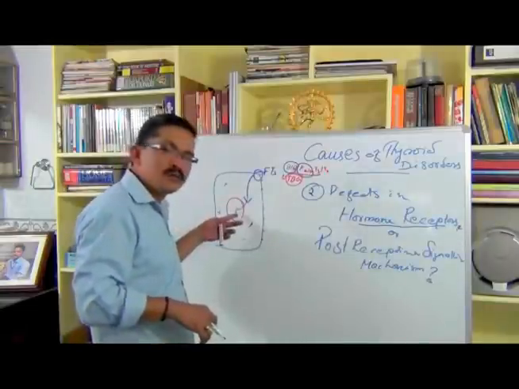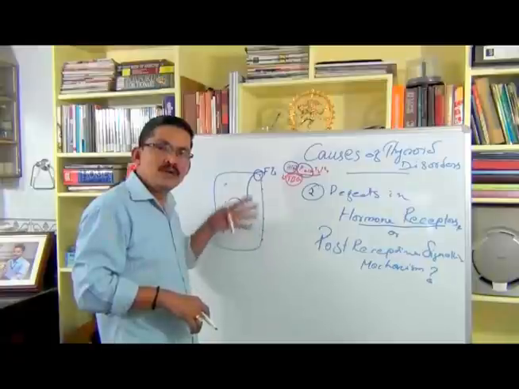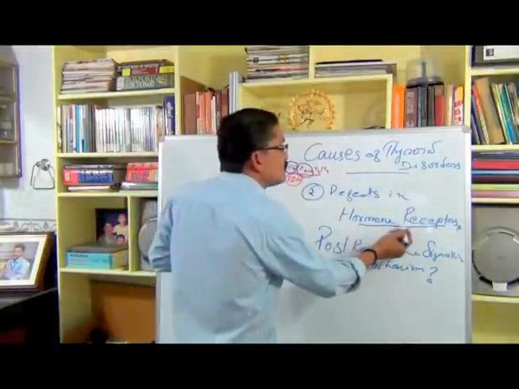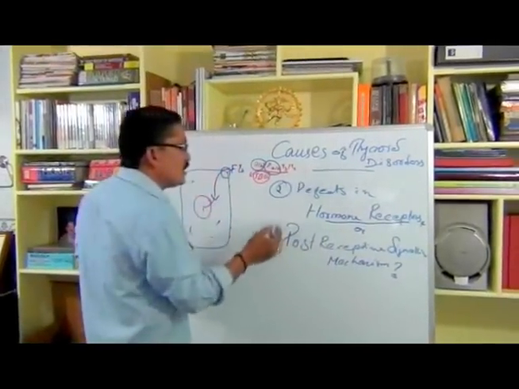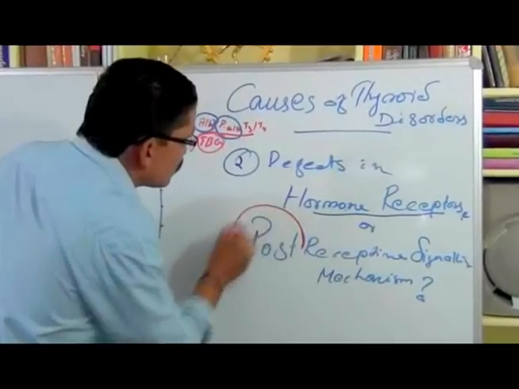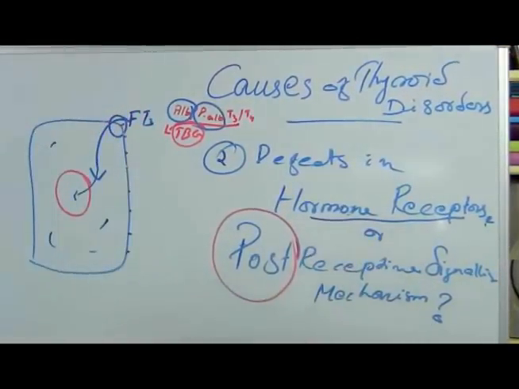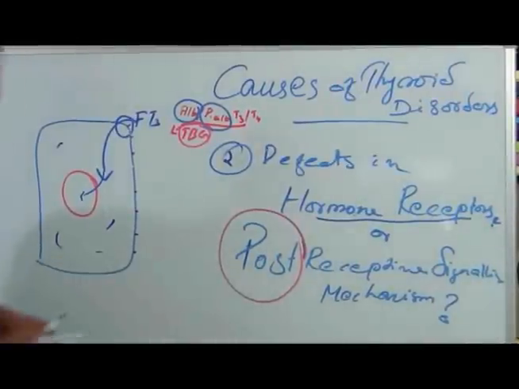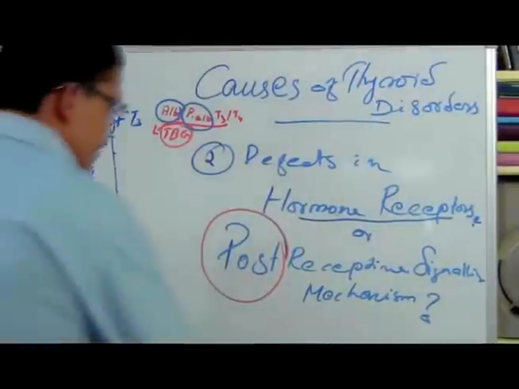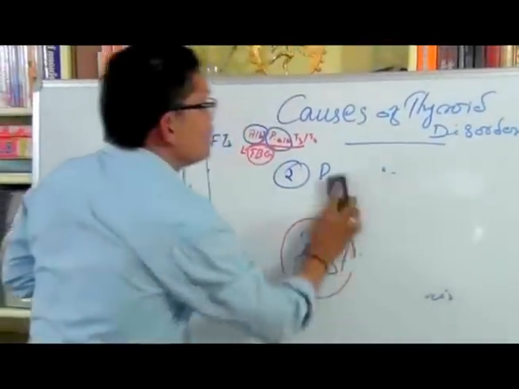Only when the thyroid hormone gets inside the nucleus or inside the cell can it function properly. So any defect at the receptive level or any defect at the post-receptive level, that means the post-receptive signaling mechanism, can affect the thyroid and cause thyroid problems. And next is regarding the iodine deficiency. I think you can follow me.